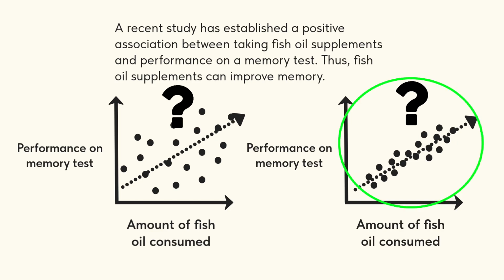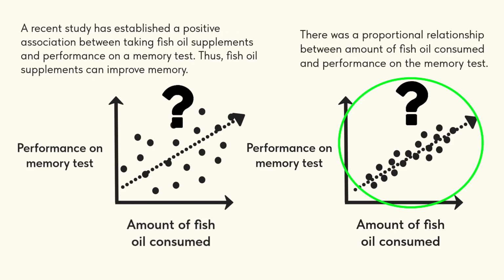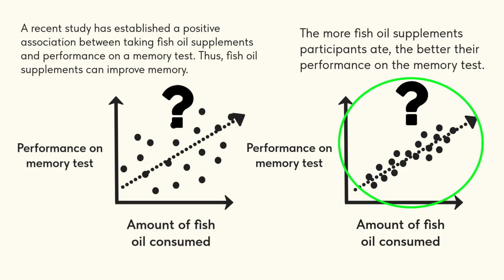That kind of answer might sound something like this. In the study, there was a proportional relationship between amount of fish oil consumed and performance on the memory test. Or it might sound like this. In the study, the more fish oil participants ate, the better their performance on the test. These kinds of answers are showing that the data looks more like this.